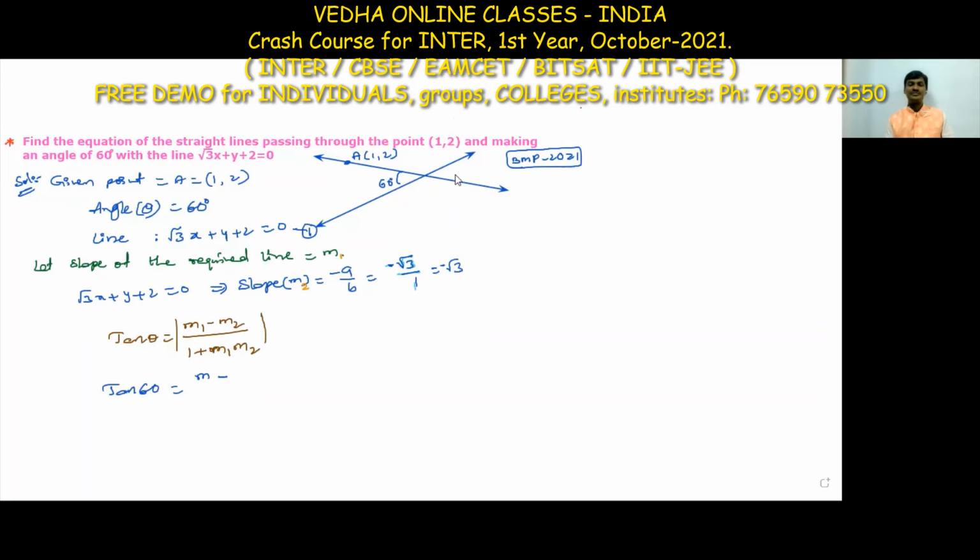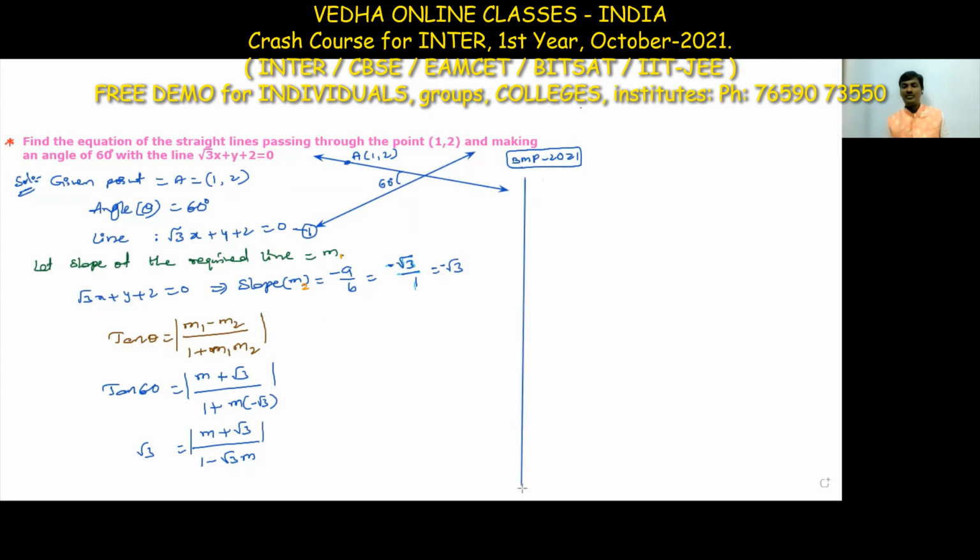Now, minus of minus √3 becomes plus √3, divided by 1 plus m1 m2, where m1 is m only and m2 is minus √3. What is the tan 60 value? Tan 60 is √3, which equals (m plus √3) divided by (1 minus √3 m). Here we have the modulus symbol.